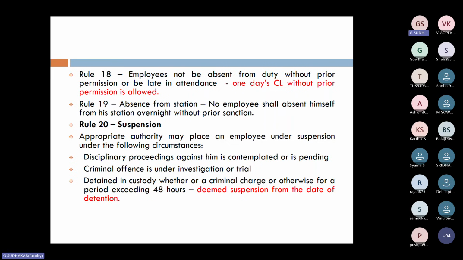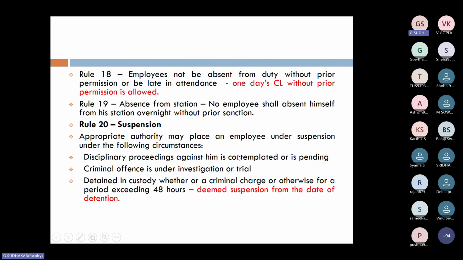First, disciplinary proceedings against him are contemplated or pending. Second, a criminal offense is under investigation or trial. Third, detained in custody, whether on a criminal charge or otherwise, for a period exceeding 48 hours, is deemed suspension from the date of detention. Very, very important. You can almost expect a question on this suspension.